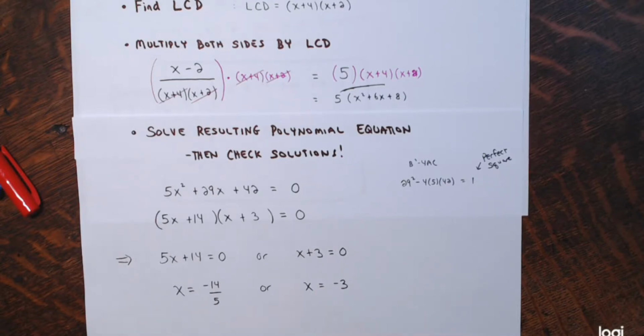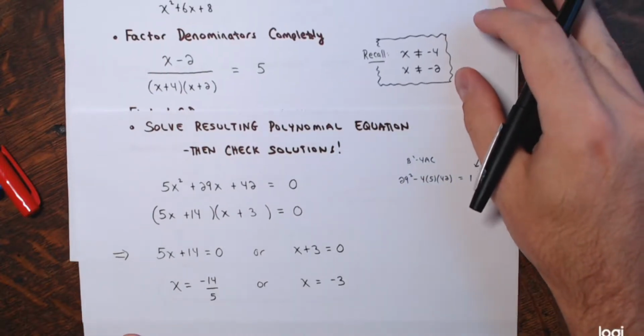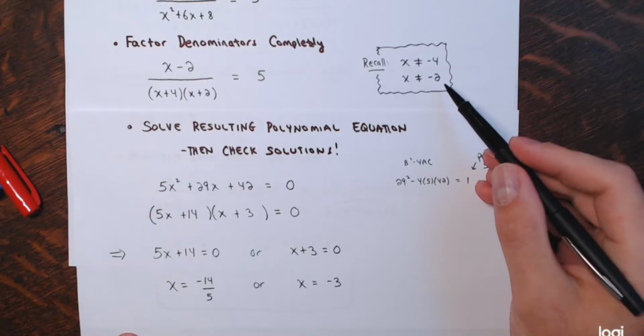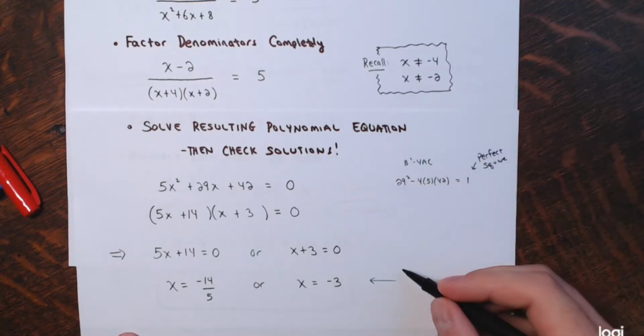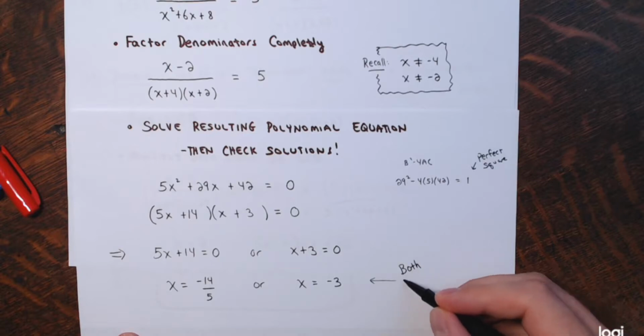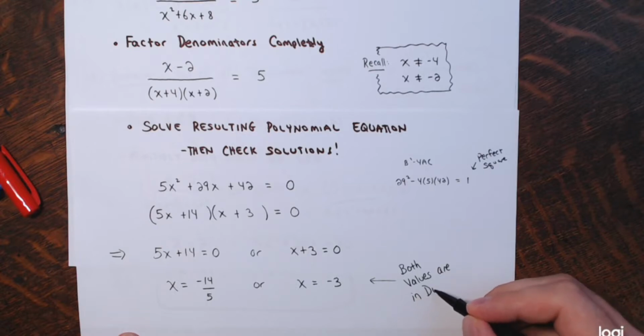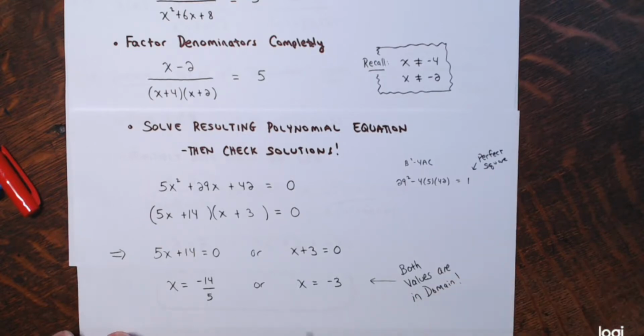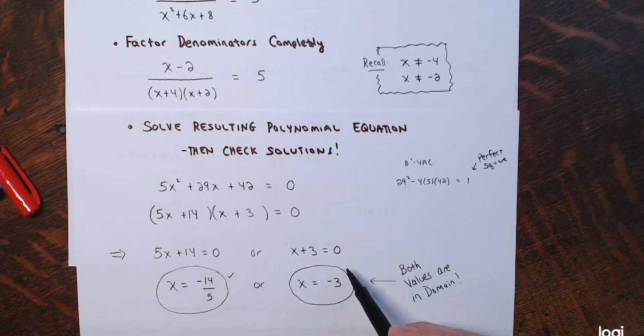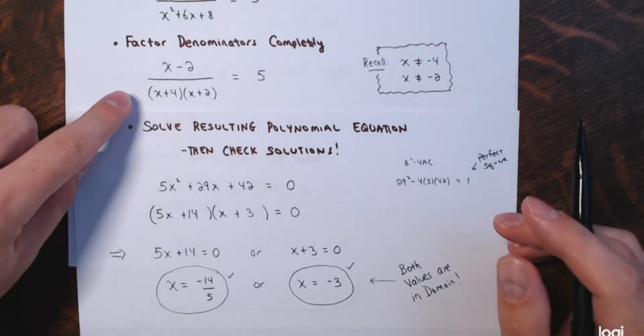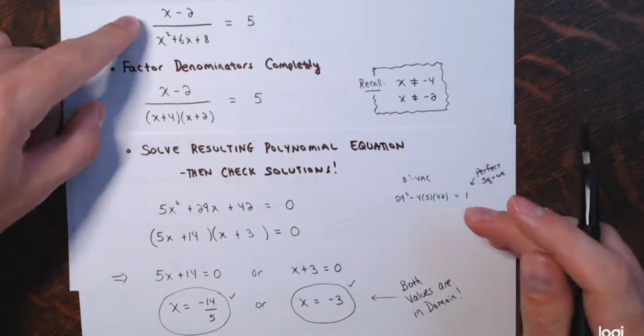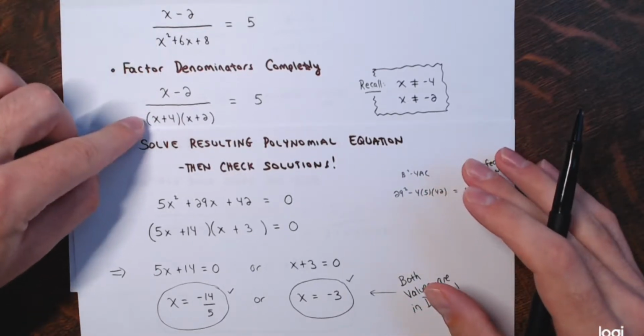And if you did everything correctly, as long as those values are in the domain of the function, which they are, both these values are in the domain, then they should be good. Neither one of these is negative 4 or negative 2. So when I go to check, this should work out, and this should work out. I'll do at least the negative 3. So go back to the original equation, maybe even in the factored form.